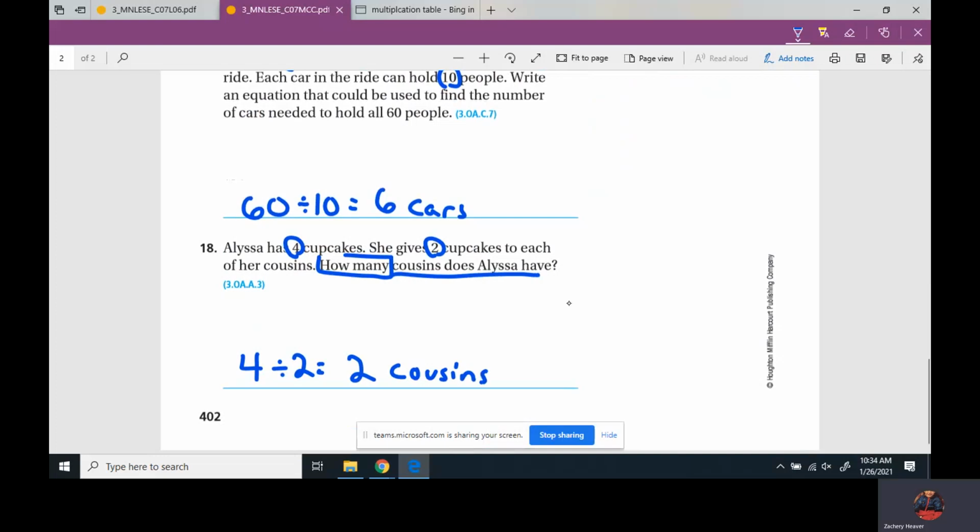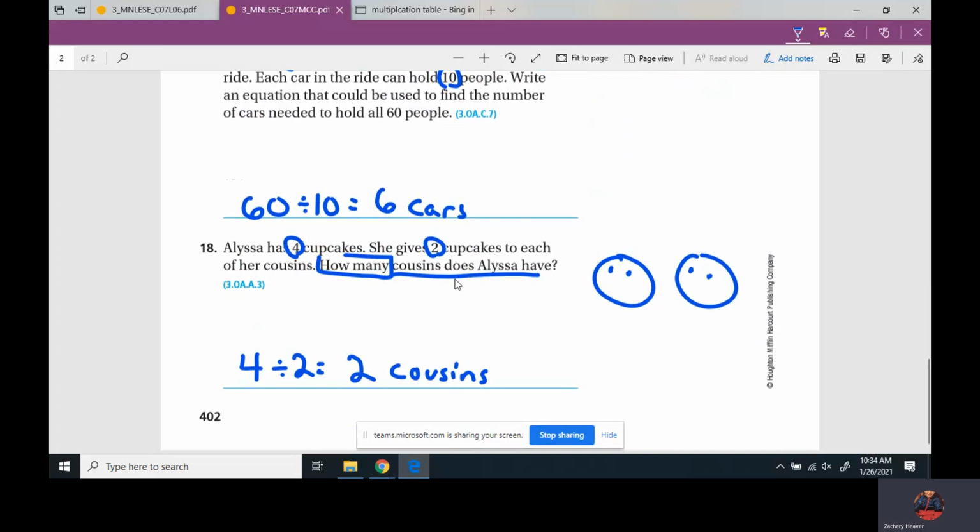Now we also could do it like this. She gives 2 cupcakes to each cousin. So here's a cupcake and here's a cupcake. And we count 4 in. 1, 2, 3, 4. Take our divisor, then count in the dividend. That will show the same way.